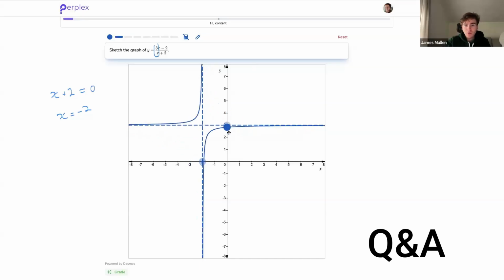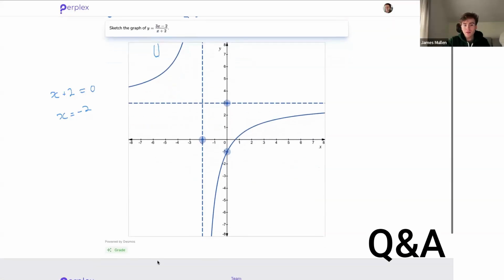And now the last thing is to figure out where the y-intercept is going to go. The y-intercept, remember, is the value that the curve or function takes on when x is equal to 0, because that's what the y-intercept is. It's the line where x is equal to 0. So if I plug in 0, I'm going to get 3 times 0, just negative 2 in the numerator, and plus 2 in the denominator. That's going to be minus 1. So my graph should look something like this.